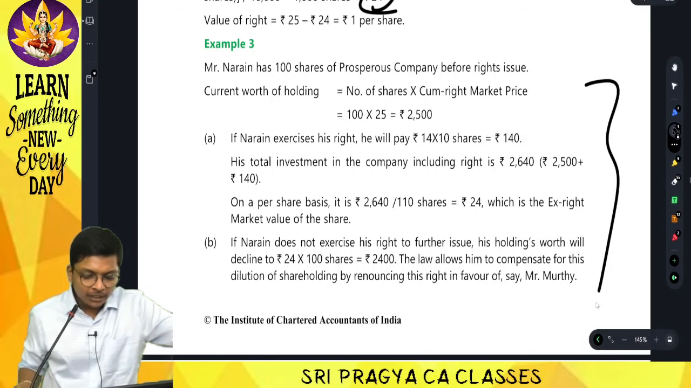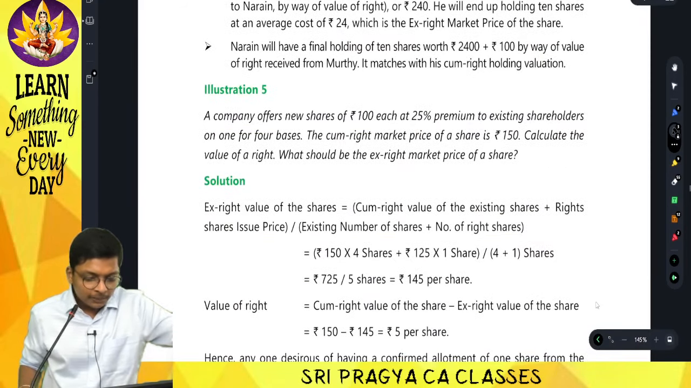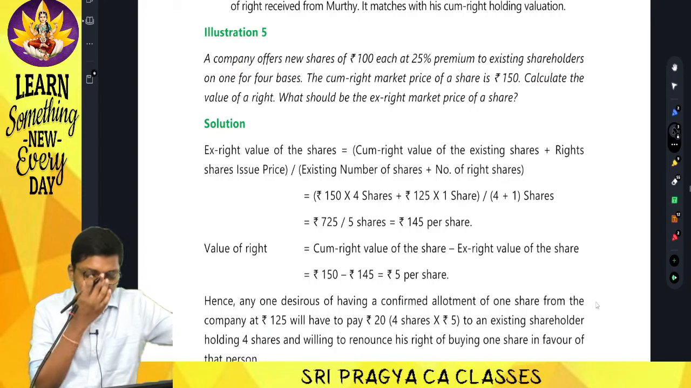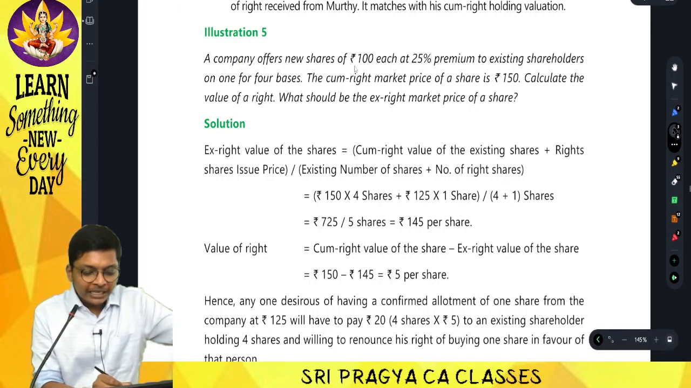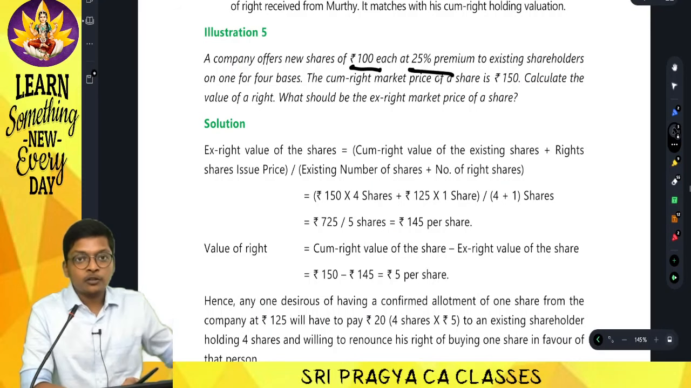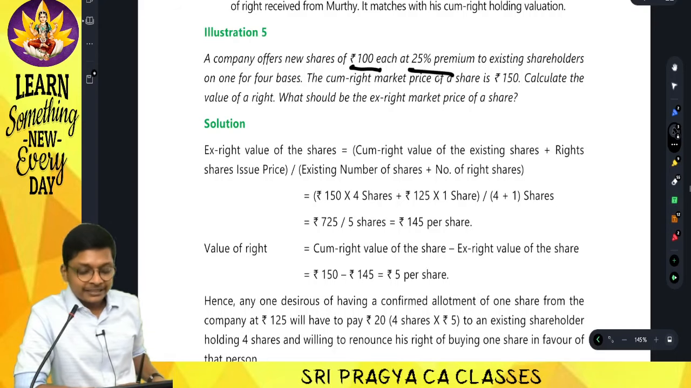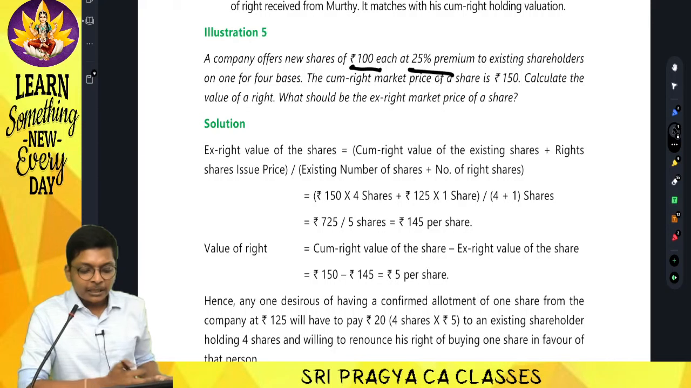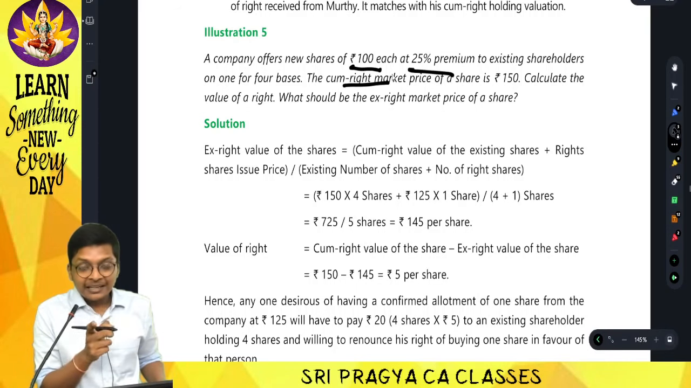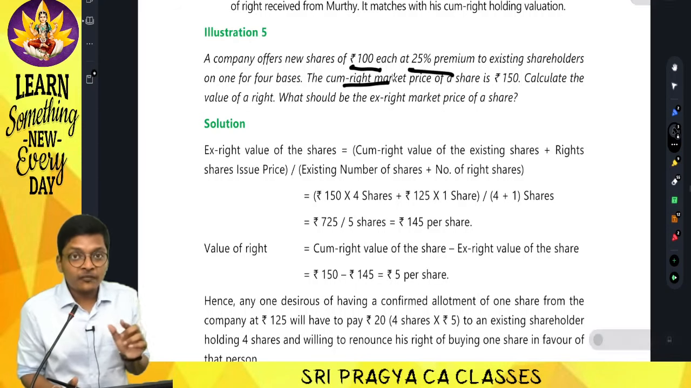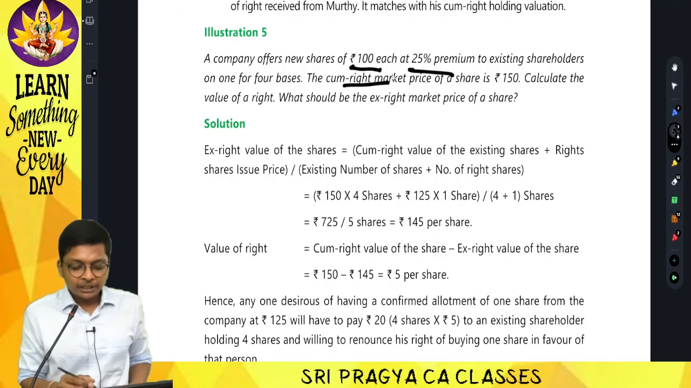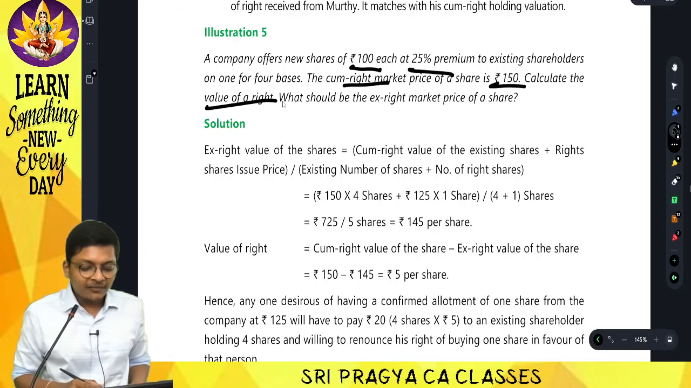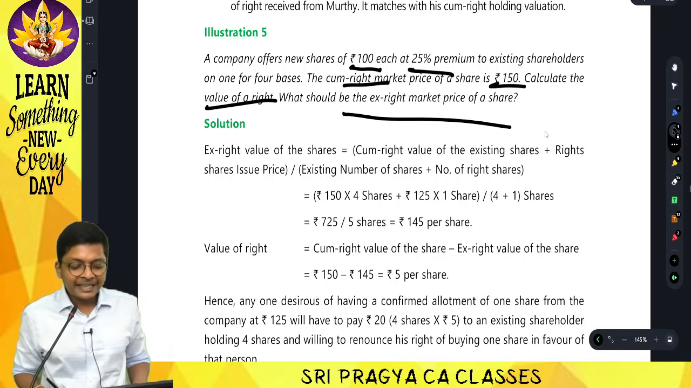Same thing is mentioned over here in the example in the book. Coming to illustrations, they are asking: a company offers new shares of 100 each at 25% premium to existing shareholders on the basis of 1 for every 4. The cum rights price, in our example, is the price before the rights issue, which is 150. Calculate the value of the right and the X-right price.